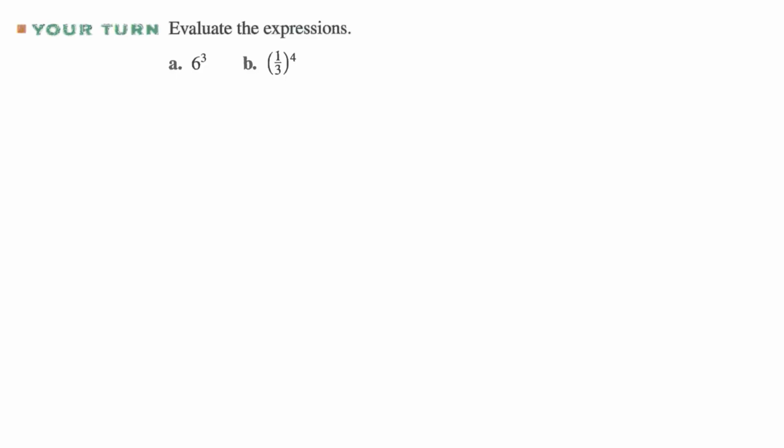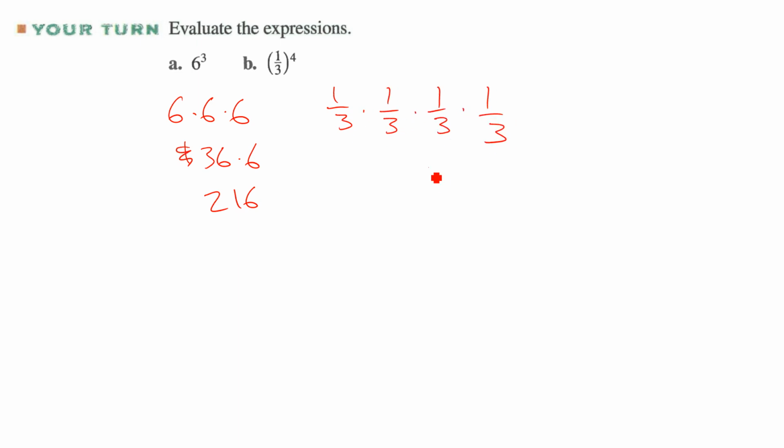Okay, pause the video for a second. Go ahead and try these two problems. And hopefully we did this. 6 times 6 times 6, which is 36, times 6, which is 216. And 1/3 times itself 4 times. 1 on top, because 1 times 1 times 1 times 1. And then 3 times 3 is 9. And 3 times 3 is 9. So what's 9 times 9? 81. Hopefully we got that.